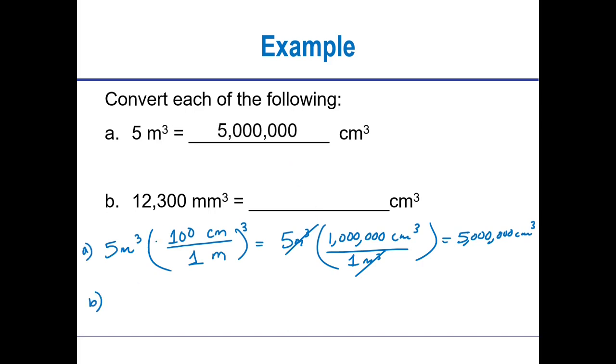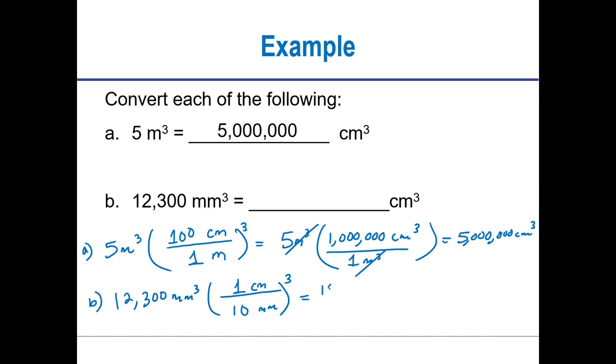In part B, we want to convert 12,300 millimeters cubed into something centimeters cubed. We'll start with the same process. We'll put 12,300 millimeters cubed and we'll multiply it by another unit fraction. I want to cancel out the millimeters on the bottom, and I want to end up with centimeters. Notice that we need to cube this expression because we want to make this millimeters cubed to cancel out. I know 1 centimeter is equivalent to 10 millimeters.